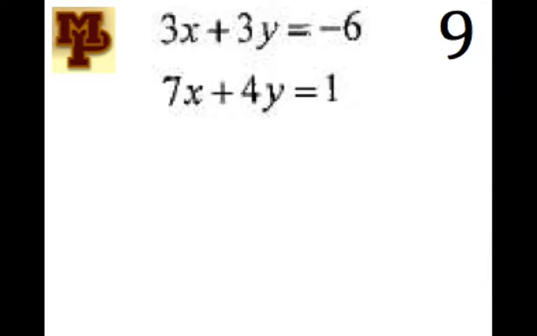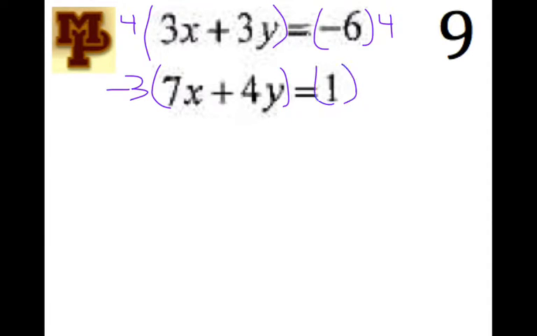And finally, number 9. So this one is going to be good to do by elimination, so you've got to come up with a plan again. So let's go for maybe 12y and negative 12y. So let's multiply that top equation by 4, and the bottom equation by negative 3. So remember, the goal is to get 12 and negative 12.